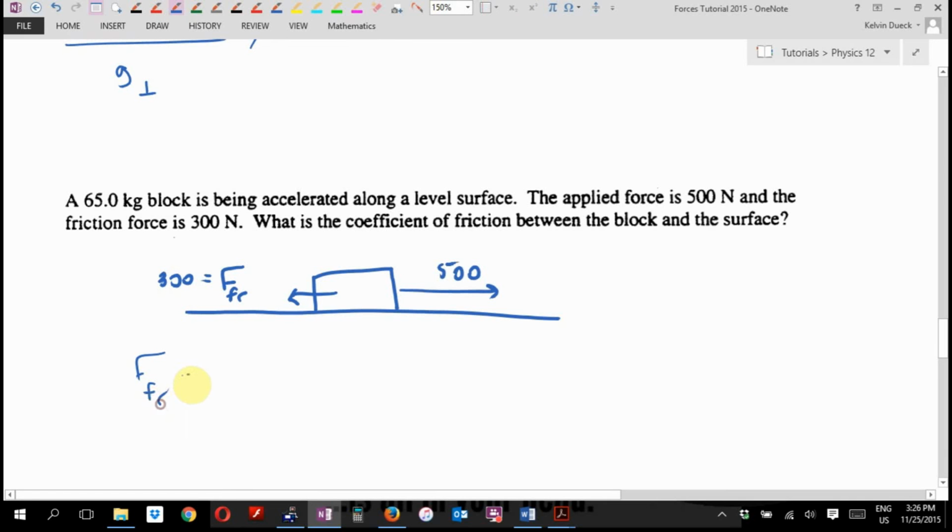See, I was all set to go winner minus loser, but then I went, hey, wait a minute. How would I get the mu by itself? Did they tell me the force of friction? 300. I don't know the normal force. Oh, wait a minute. I do know the normal force. I was all set to go winner minus loser, but I think mu here is just going to be 300, the friction force, divided by the normal force.